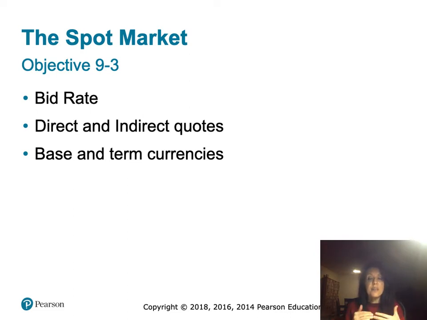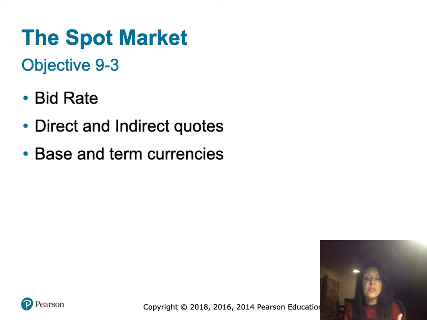And direct and indirect quotes. Let's define the direct and indirect quotes by looking at an example of how a bid and offer rate might work. For example, the rate a US-based dealer quoted for the British pound on April 1st, 2016 was 1.4 to 30.